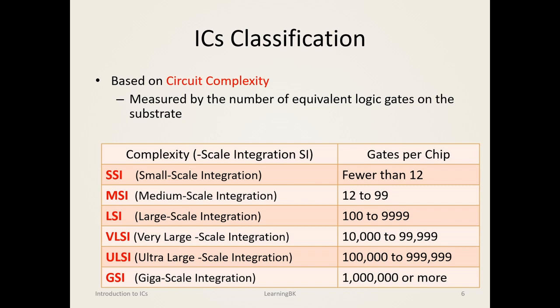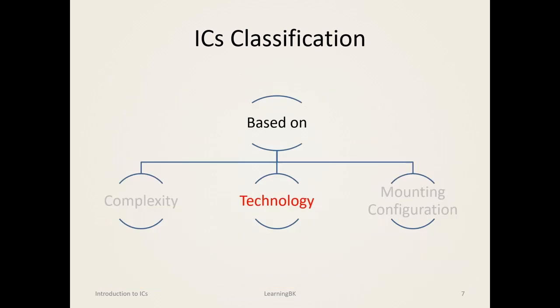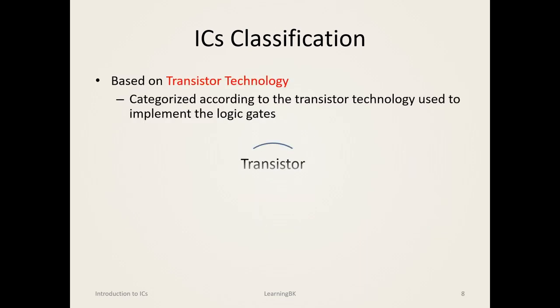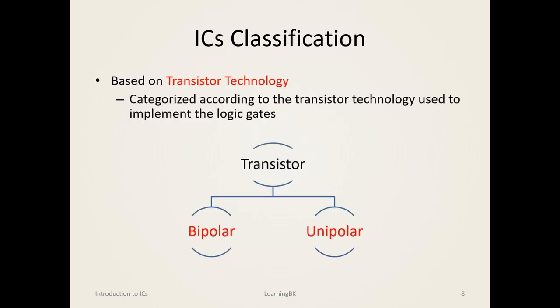The next classification that we are going to talk about is the classification of ICs based on technology. By technology, we refer to the transistor technology. As we discussed earlier, the main component of an IC is the transistor, which is used to build up the overall functionality of the IC. Transistors could be classified into two main families, bipolar and unipolar.